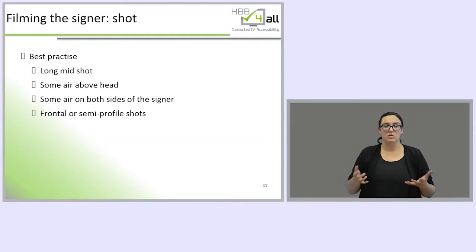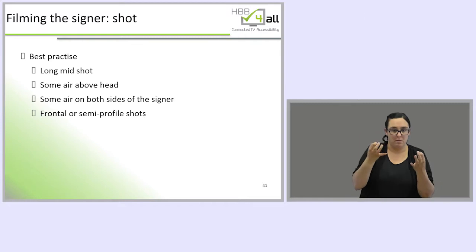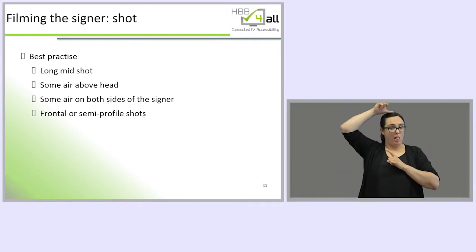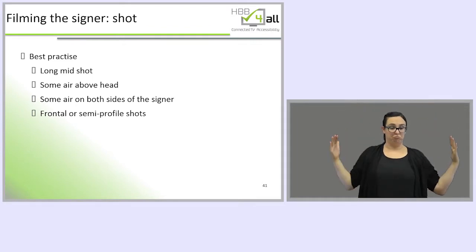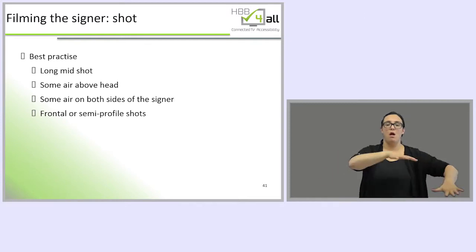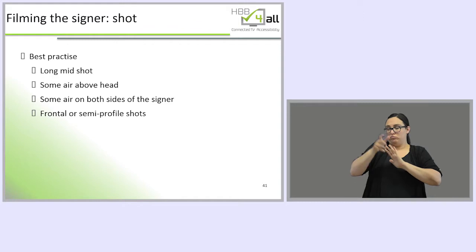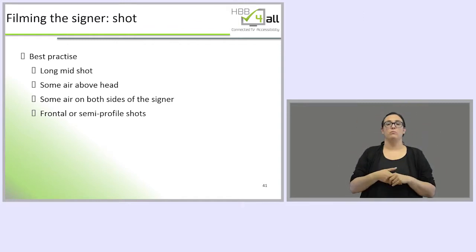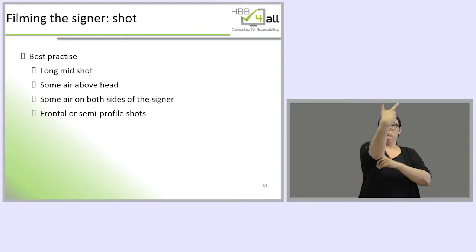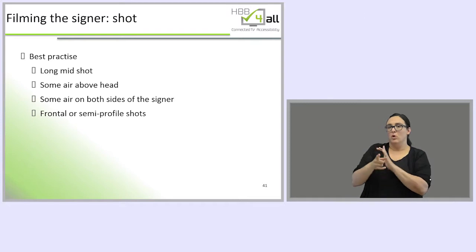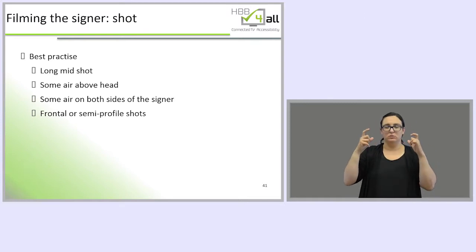So, the best practice should be to use a long mid shot with some air above the head and some air on both sides of the signer to allow this natural signing space, and so that the interpreter or the signer is not too tight within the frame. And also a frontal or a semi-profile shot, because that is the way that all the facial expressions can be captured more accurately.